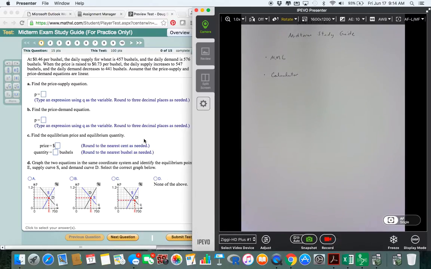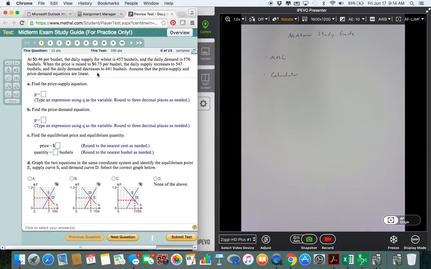Alright, so what we have first of all is, at 46 cents per bushel, the daily supply for wheat is 457, the daily demand is 576. If you come on down, you'll see we want to find the price supply equation, and you'll notice that the P, the price, is the Y value. Think y equals mx plus b. That's what we're searching for. So the price turns out to be our Y value.